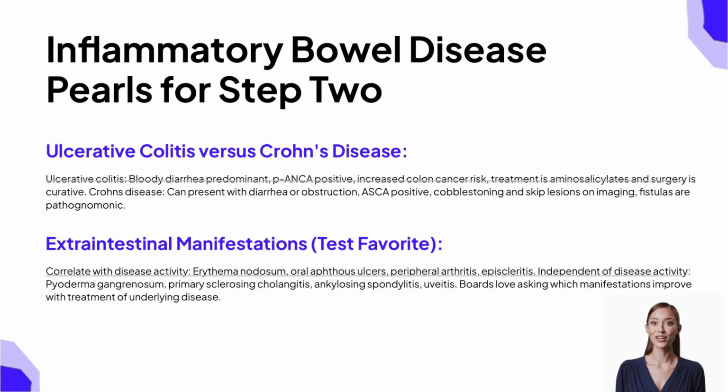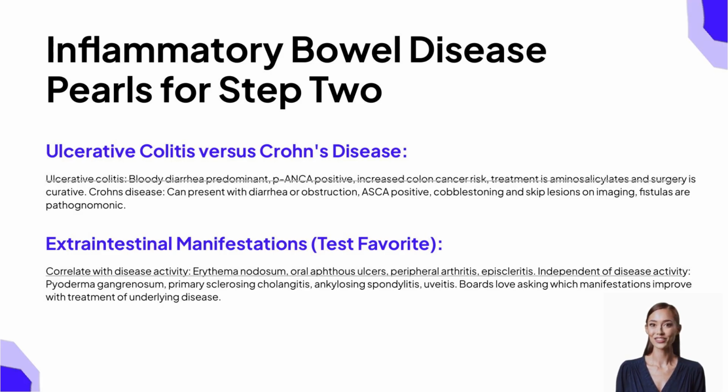Ulcerative colitis has bloody diarrhea, P-ANCA positivity, increased colon cancer risk, and importantly, surgery is curative because disease is limited to the colon. Crohn's has ASCA positivity, skip lesions, cobblestoning on imaging, and fistulas are pathognomonic.